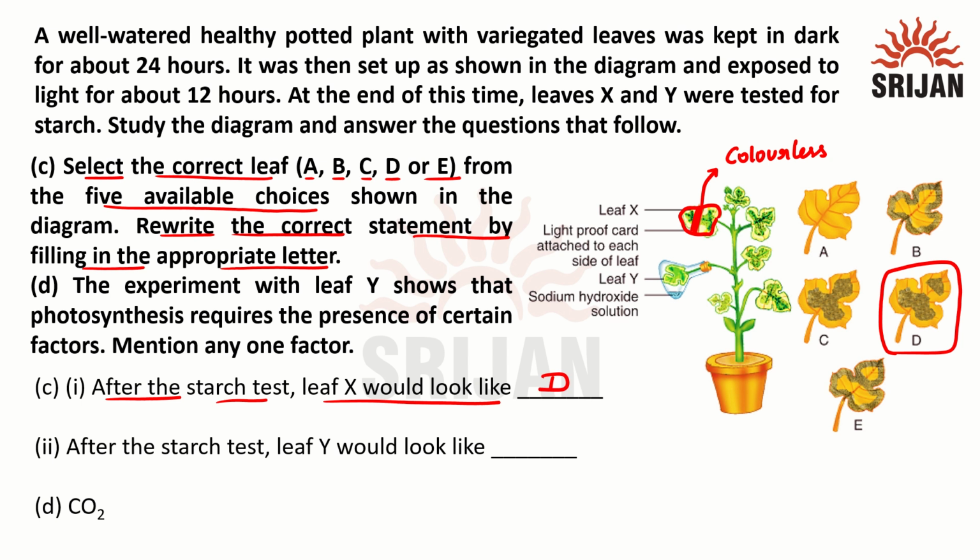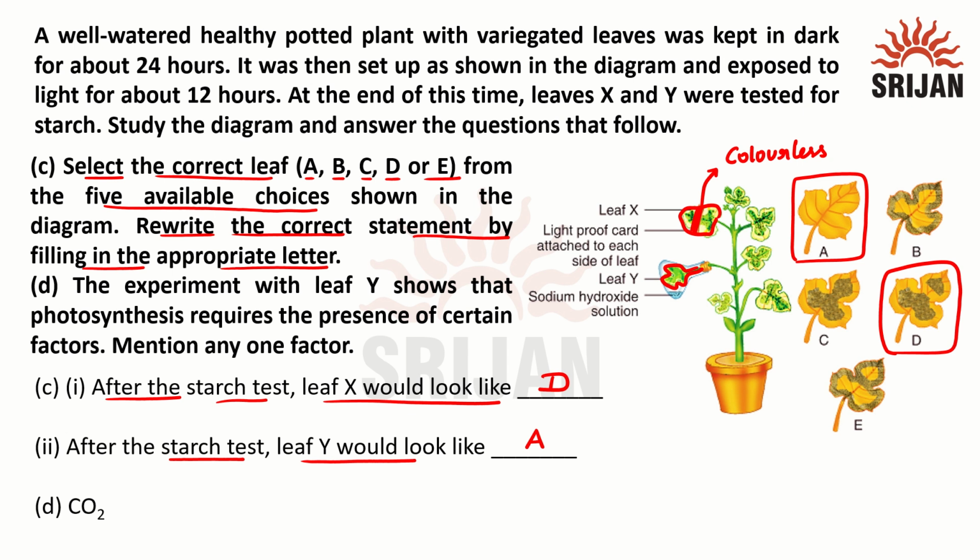Now second is, after the starch test, leaf Y would look like. Now leaf Y completely is immersed in sodium hydroxide and the part that is in the middle is the greenish part, whereas the other part is yellowish. So none of them have access to the CO2, so the entire leaf will be colorless. So it will look like A because the entire leaf is devoid of the CO2.